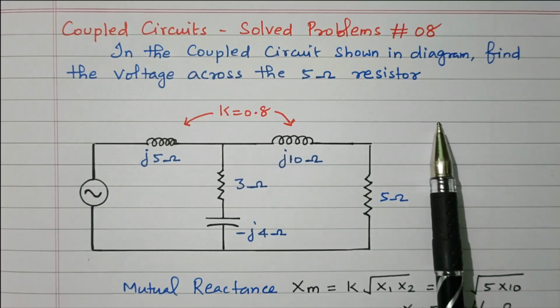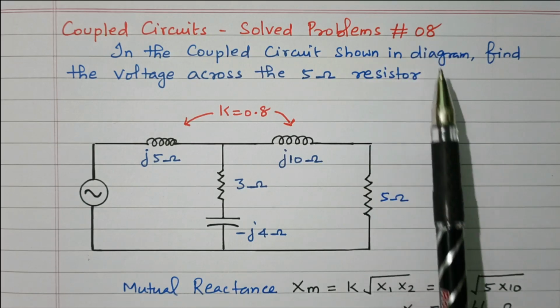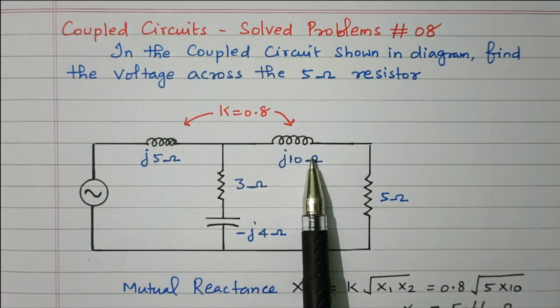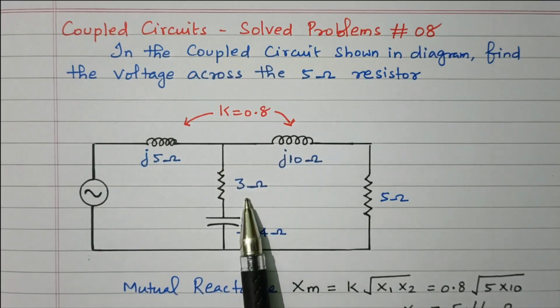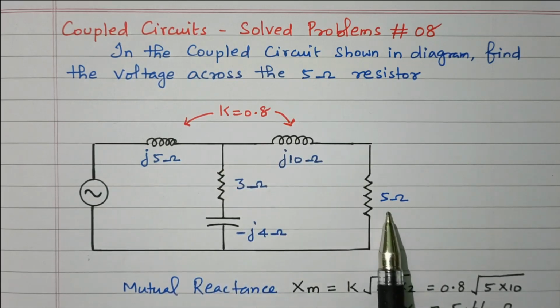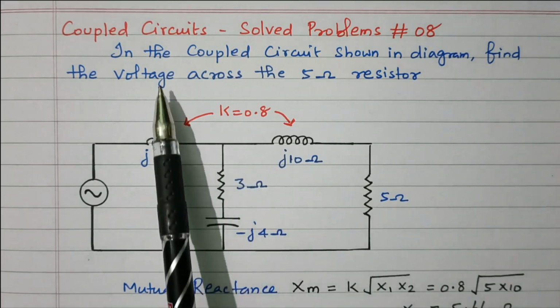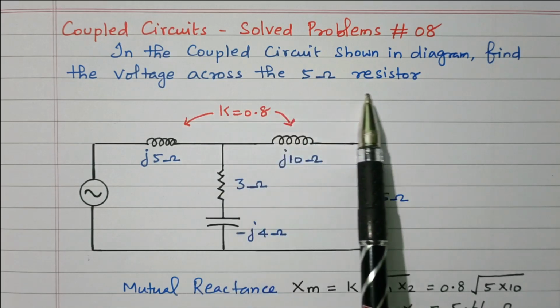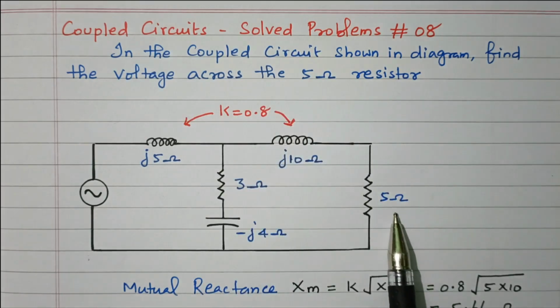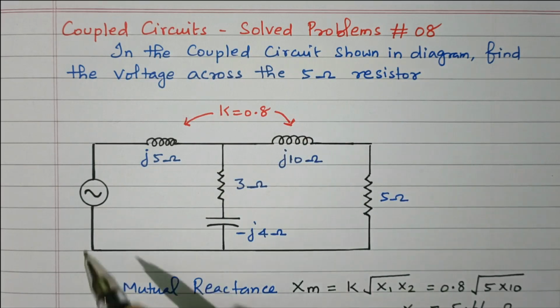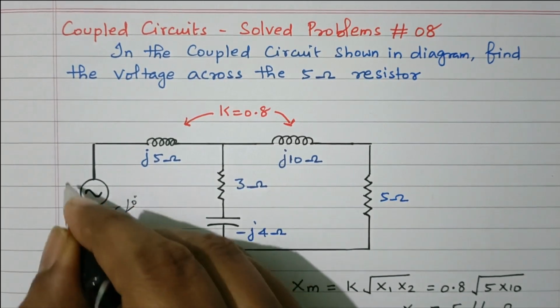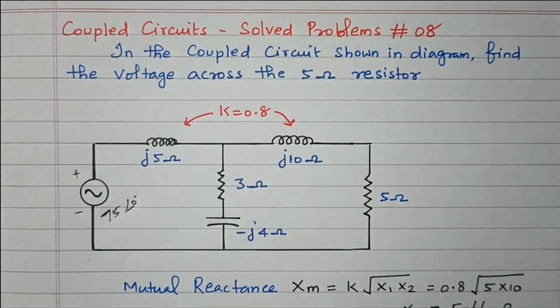Now we'll go to the topic coupled circuit solved problem 8. Let us consider this coupled circuit. The two inductors are available, and one resistor, capacitor and one more resistor are available. In the closed circuit shown in the diagram, find the voltage across the 5 ohm resistor. Our aim is to find the voltage across this 5 ohm resistor. The voltage applied is 75 volts with 0 degree. This is plus minus. Right.